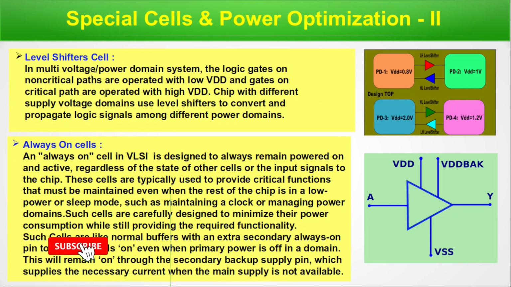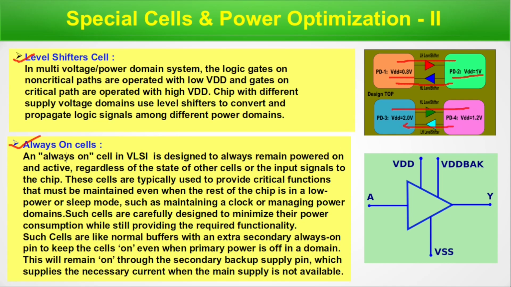In a multi-voltage power domain system, the logic gates on non-critical paths are operated with low VDD and gates on critical paths are operated with high VDD. Chips with different supply voltage domains use level shifters to convert and propagate logic signals among different power domains. So, low to high level shifter is used. Power domain 1 VDD is 0.8 volt and power domain 2 VDD is 1 volt. Low to high level shifter is used from PD1 to PD2. Now PD2 to PD1, high to low level shifter is used. Similarly here, one power domain is VDD with 2 volt and another power domain is with VDD 1.2 volt. So high to low level shifter is used from this way to that, and low to high level shifter is used from this way to that.